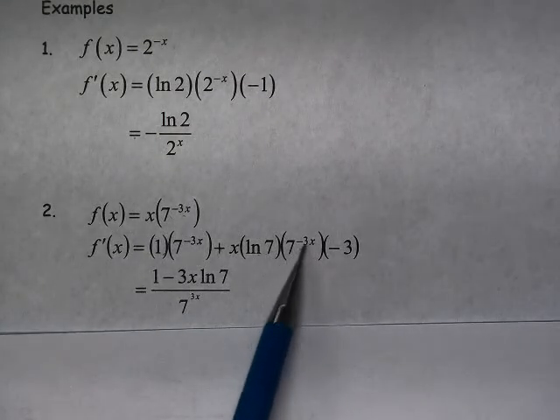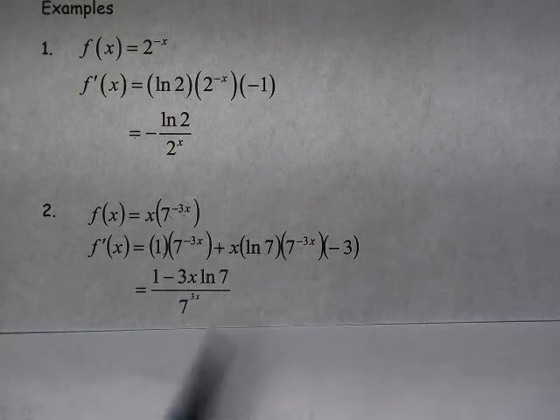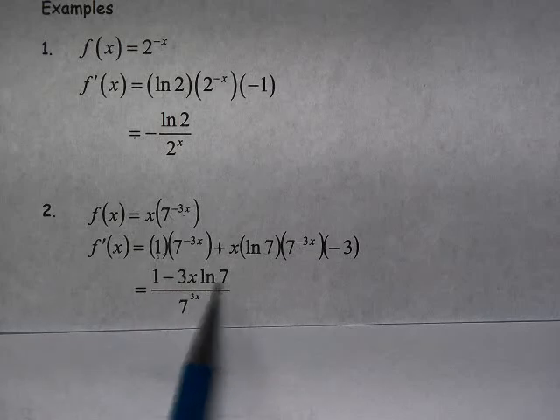Notice we have a 7 to the negative 3x as a factor in both of those terms, so we can factor that out. We're just left with 1 minus 3x, natural log of 7.